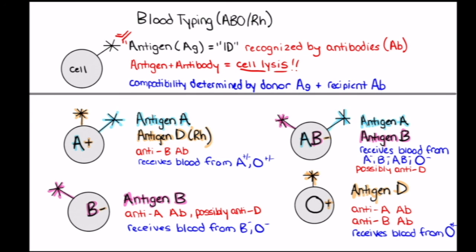For these reasons, within the ABO and Rh system, individuals with AB positive blood are often referred to as universal recipients due to their lack of antibodies, and individuals with O negative blood are often referred to as universal donors due to the lack of antigens on their red blood cells.